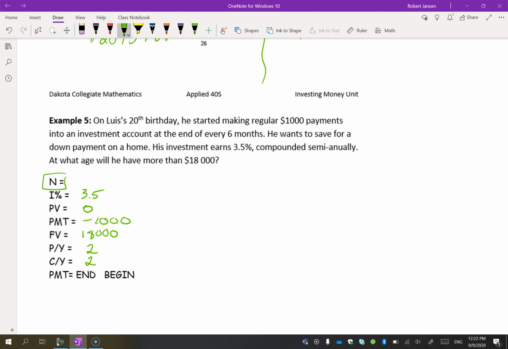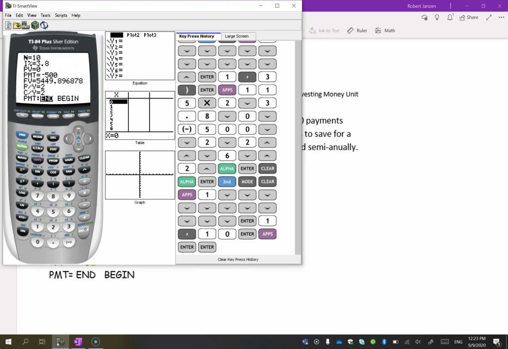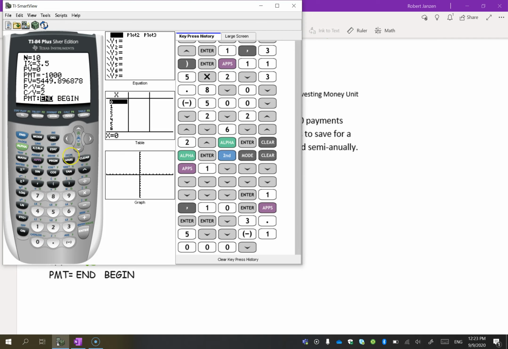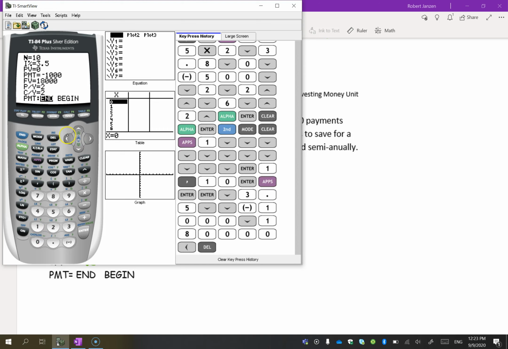So let's figure out how many times he has to do this. All right, let's go to the TVM solver and we'll put this in. Okay, so this is 3.5, 0. We're going to make payments of -1,000. We're going to have a final value of 18,000. Oops, one too many. And we're going to do this 2 and 2.